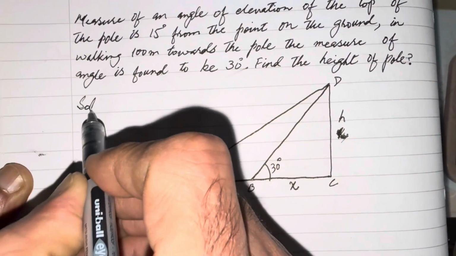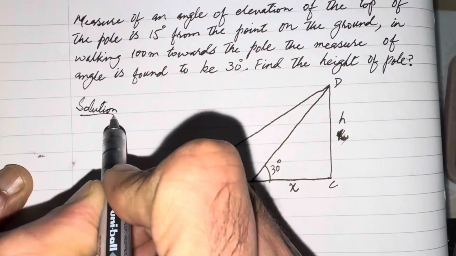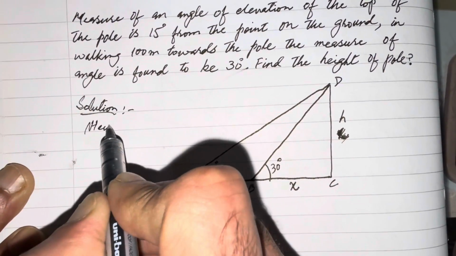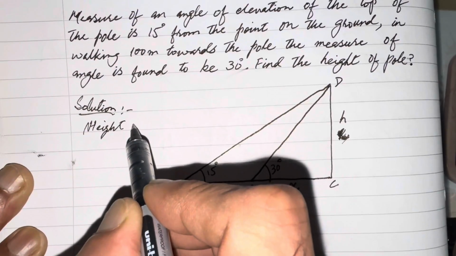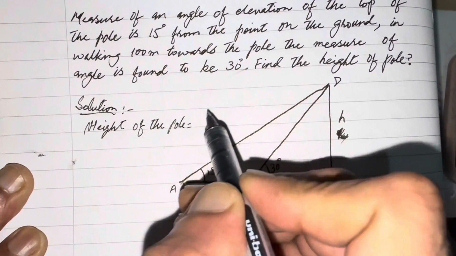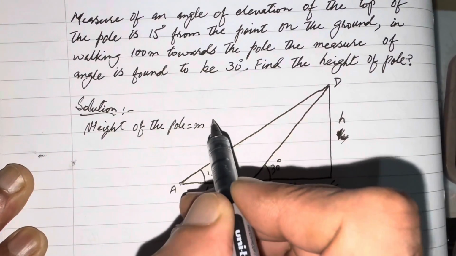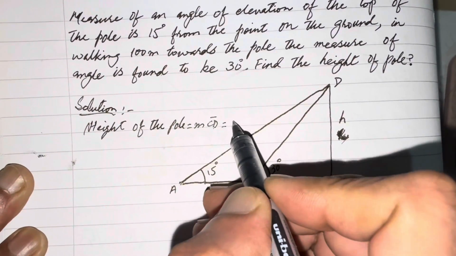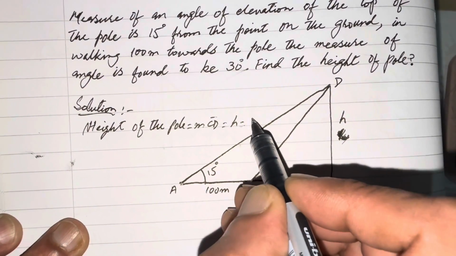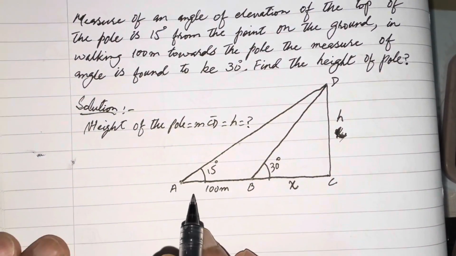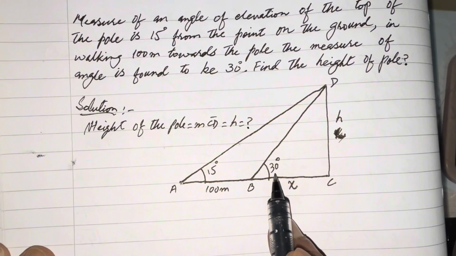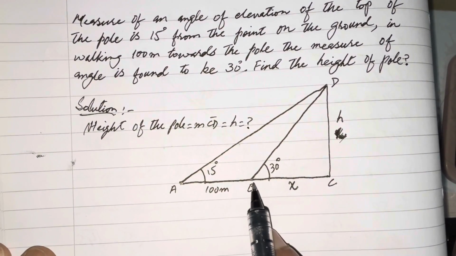So that's the solution. Height of the pole is equal to the measure of CD, which is equal to H. That's the thing we have to find with the help of this picture. If you see, there are two angles of elevation, one is 15 and one is 30. The 15 is at point A and the 30 is at point B.